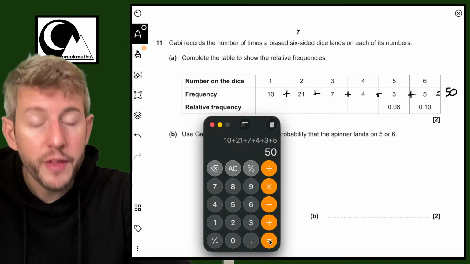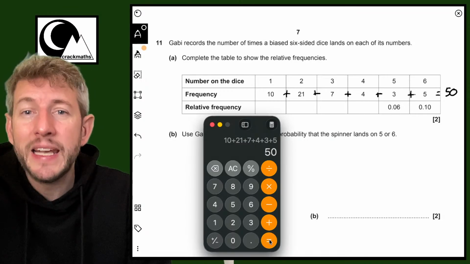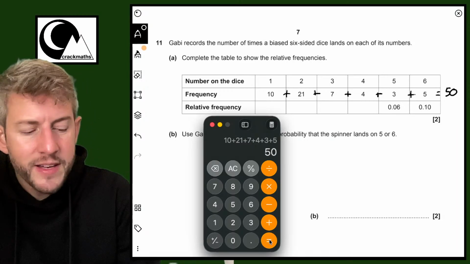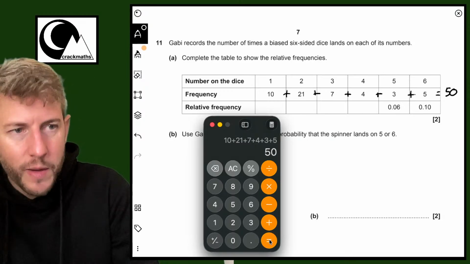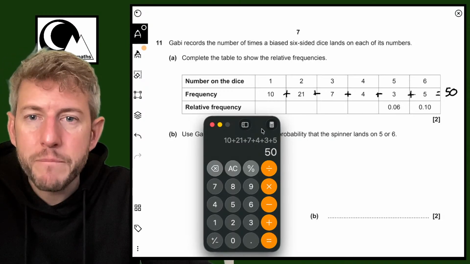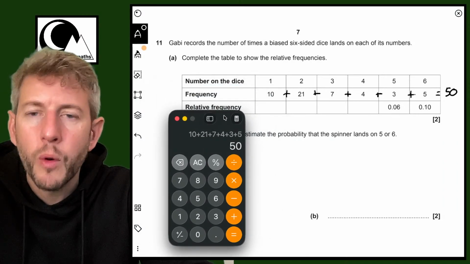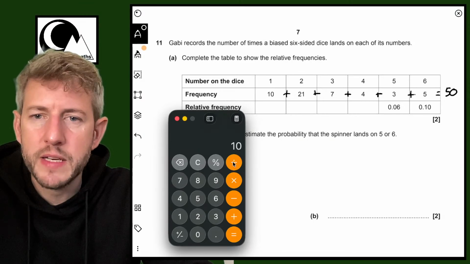So now we can find the relative frequency, which is essentially just the probability that it lands on that number. It landed on 1 10 times out of 50. So 10 times out of 50, the probability for that, what we're going to do is 10 divided by 50.